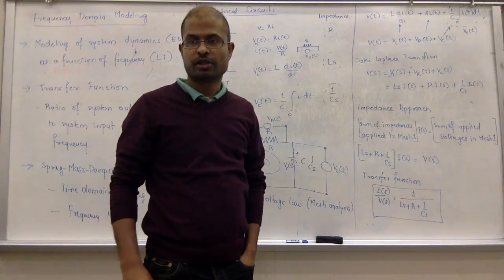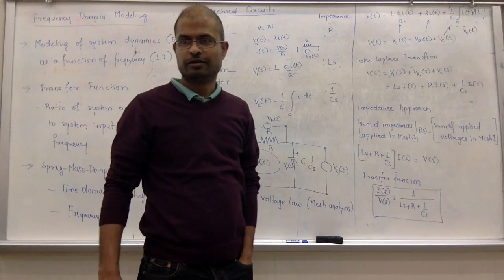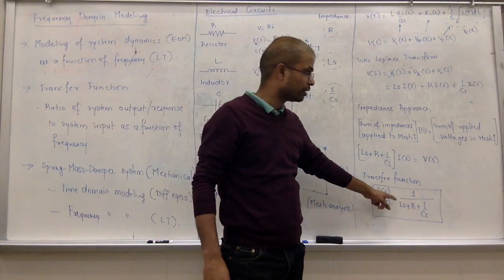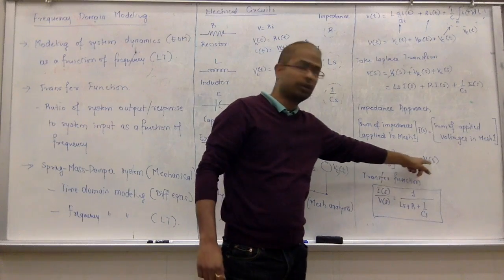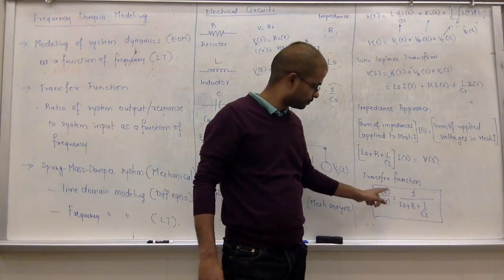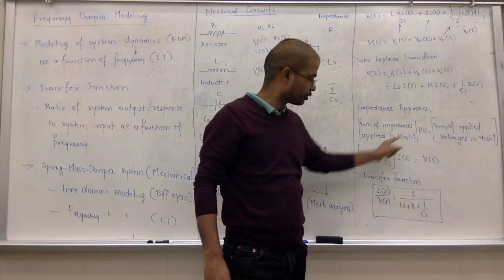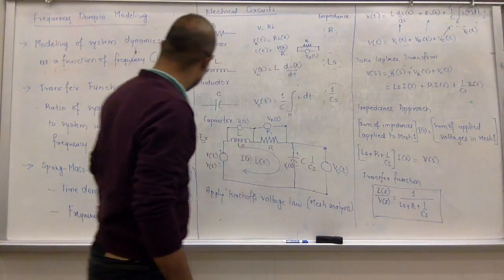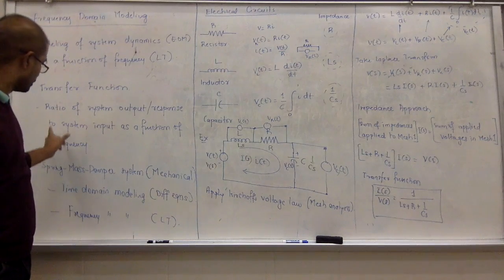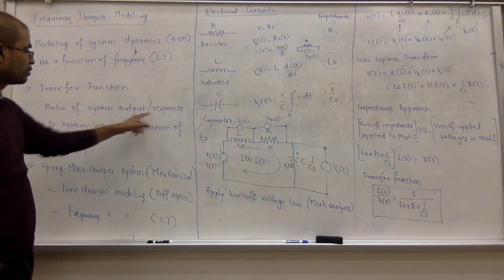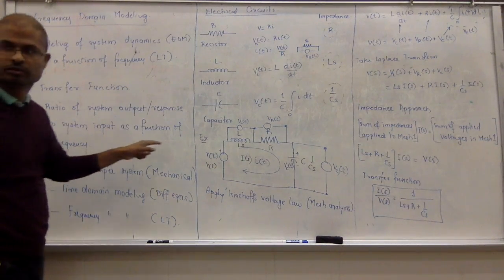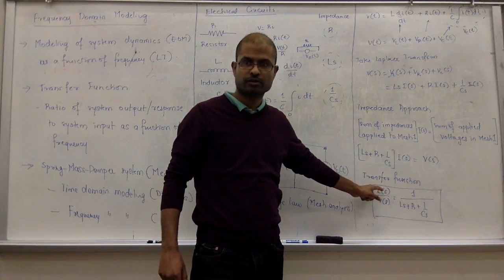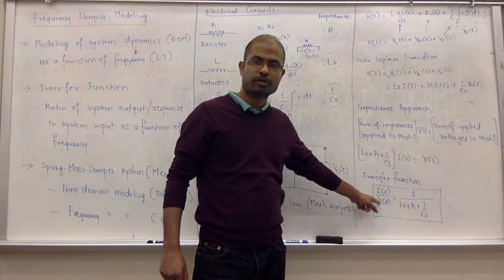Making sense? I just took the output over input, and just expressed the transfer function. So if you look at transfer function, it is the ratio of system output response to system input. System output is I of s. We're treating system output as I of s, current, and the system input is V of s.